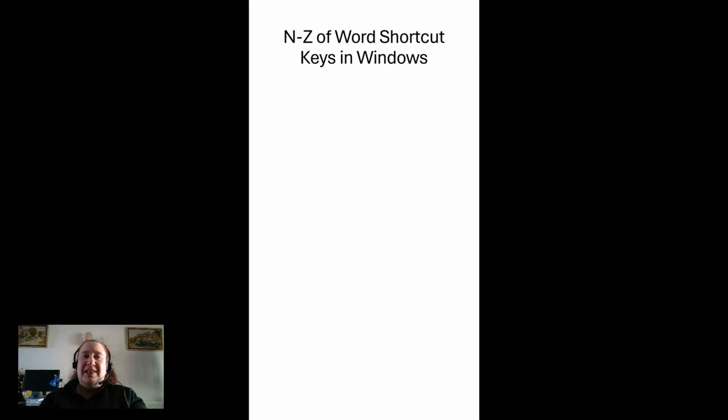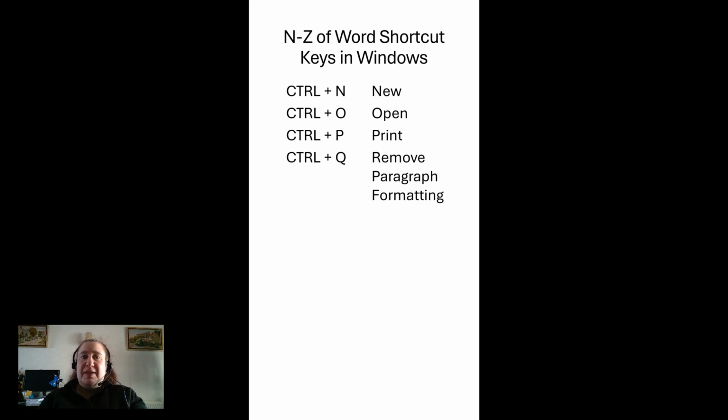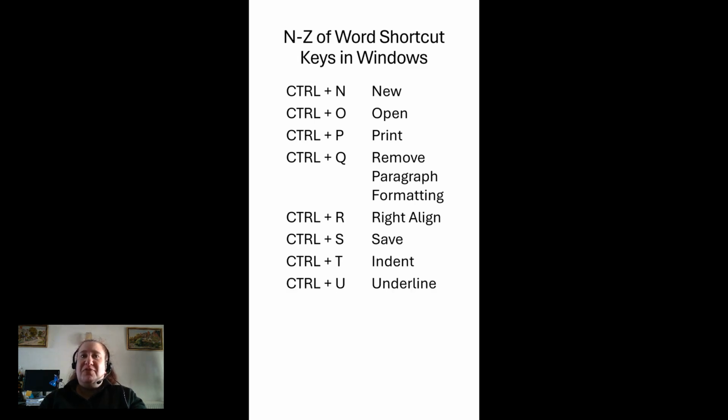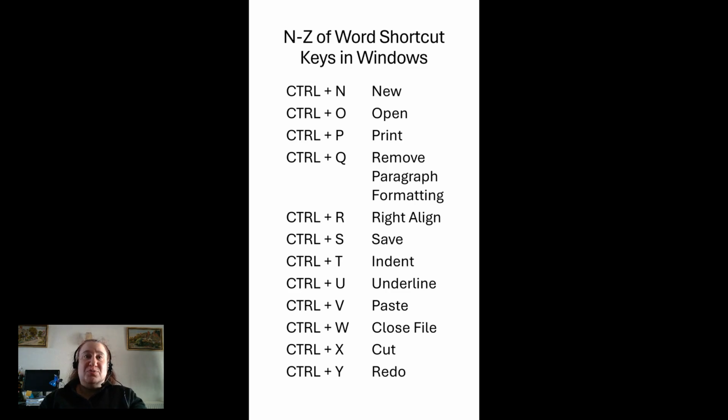Going into the second half, that's Control N for new file, Control O for open, Control P for print, Control Q removes the paragraph formatting, Control R is right alignment, Control S is save, Control T for indent, Control U for underline, Control V for paste, Control W for close file, Control X for cut, Control Y is redo last action, and of course Control Z is undo last action.